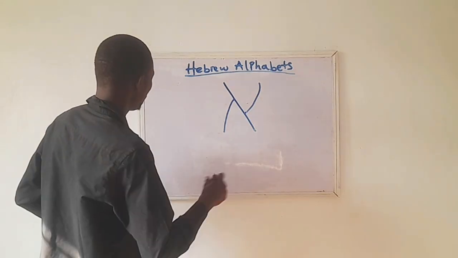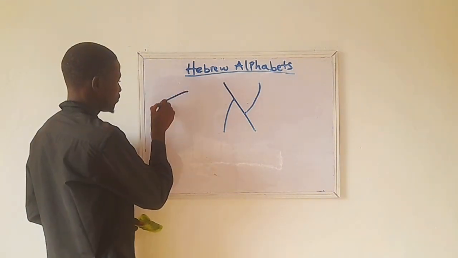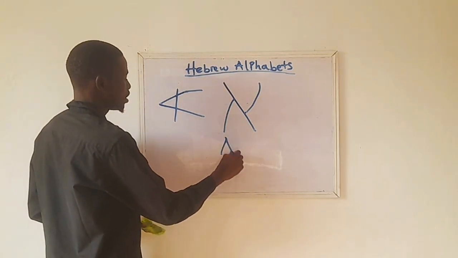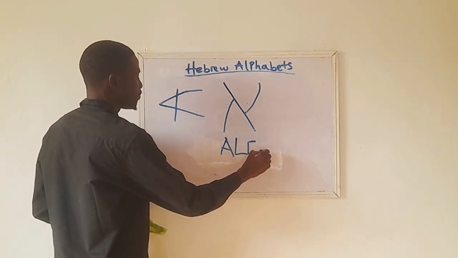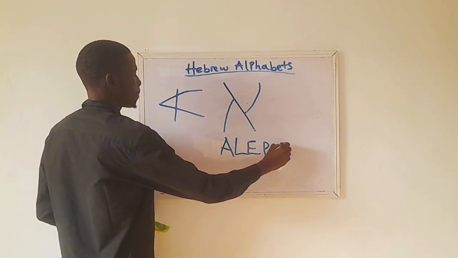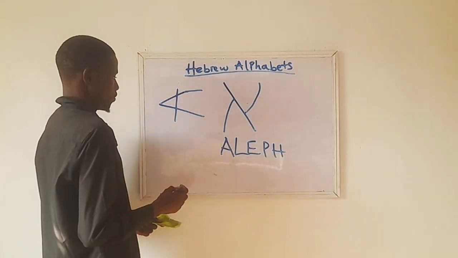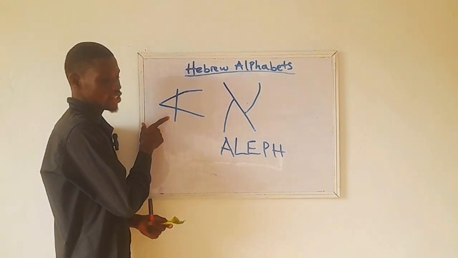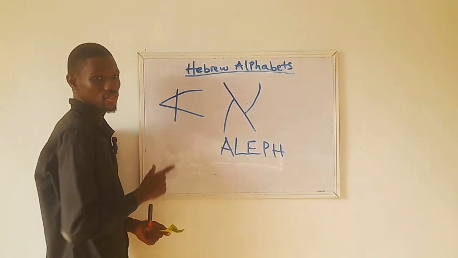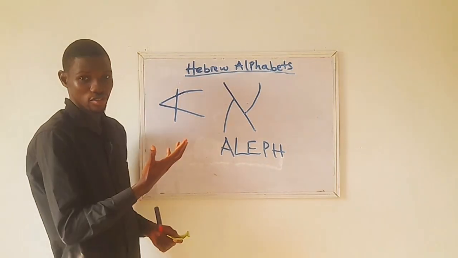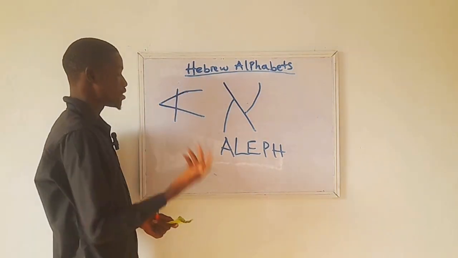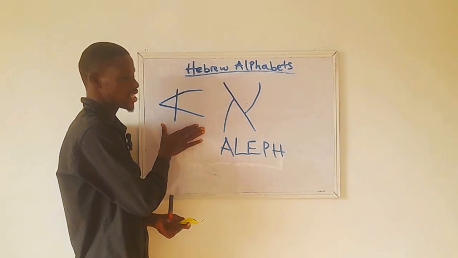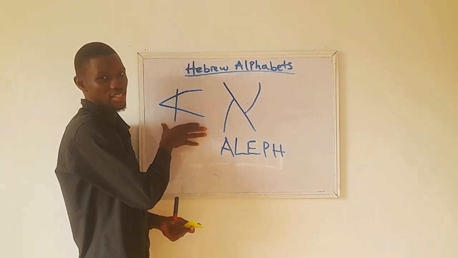Okay. Now, in Paleo Hebrew, Aleph is written like this. This letter name is Aleph. So in ancient Hebrew, Aleph is like this, looking like the head of an ox. You can see the ear and then the mouth. So this is how Paleo Hebrew represents it. That's why it is called a pictographic letter.